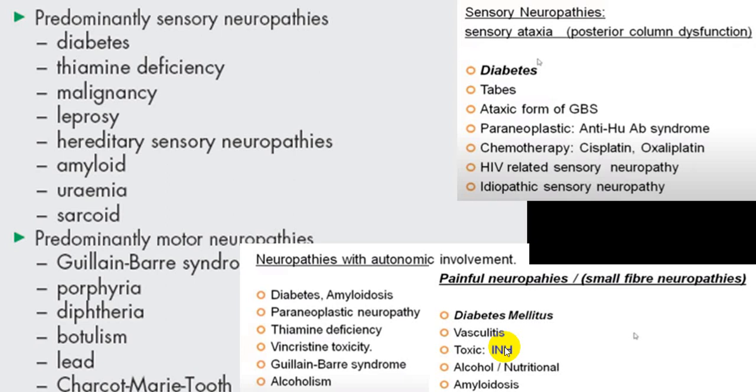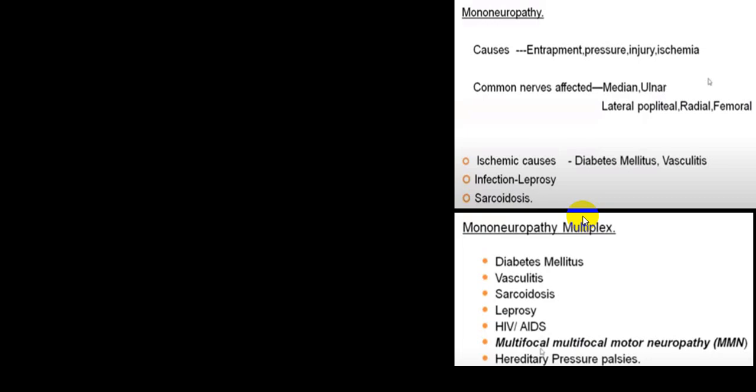Isoniazid, not very common, but a person who is on long-term treatment for tuberculosis can come to you with even a painful neuropathy. While pure sensory, we already mentioned here, diabetes comes topmost on the list with posterior column involvement. Then tabes dorsalis, which is secondary to syphilis, and then comes GBS. These three are very common with posterior column involvement. And then you can think in terms of chemotherapy like cisplatin, not very common.